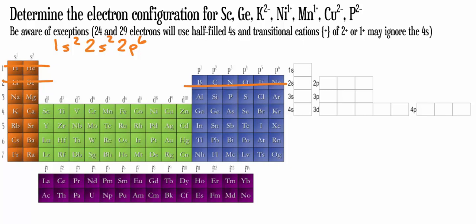We go to the next row, 3s2, and we move across 3p6. The next row we have 4s2.